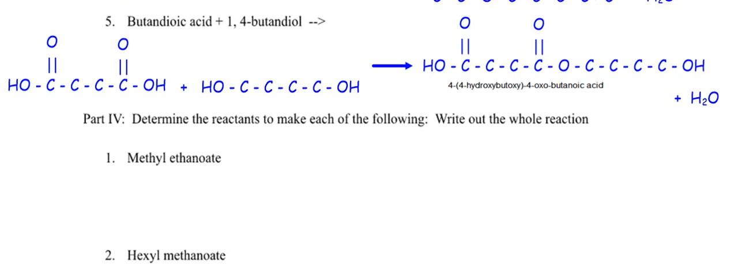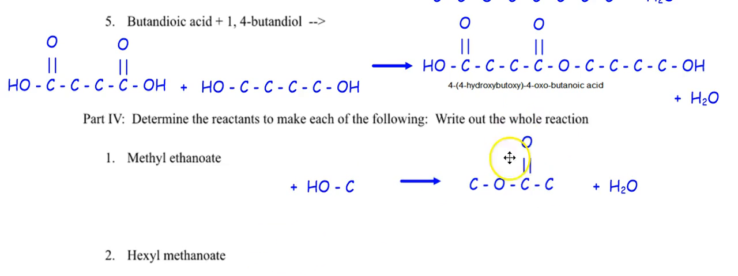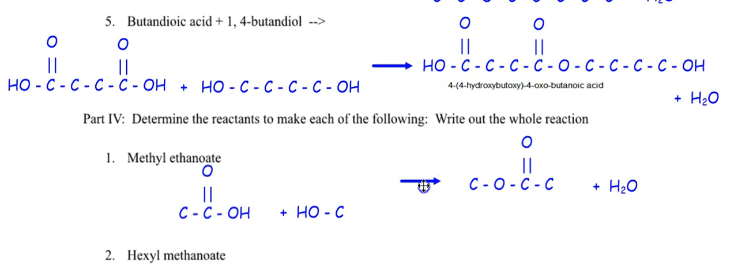All right, so determine the reactants to make each of the following. So this is my product. Methyl is right here, ethanoate, and I'm sure I'm going to get some water too, aren't I? So what is this going to come from? Well, it comes from your methanol. So then what does this part come from? Oh, that's from your ethanoic acid. So there you go. Okay, I'll make it neater for you.